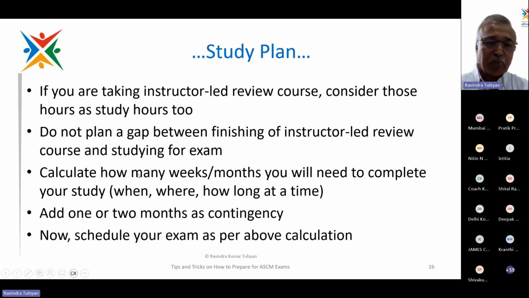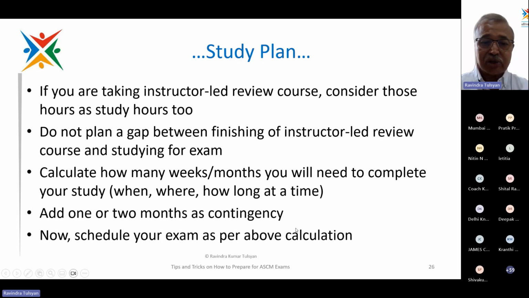So once you calculate how many weeks and months you will need to complete your study, then you add a couple of months for contingency and schedule your exam. After scheduling your exam, there is a lot of pressure on you to study. Until you schedule your exam, you will not have pressure. So that is a very important act: you have to go and register for the exam.